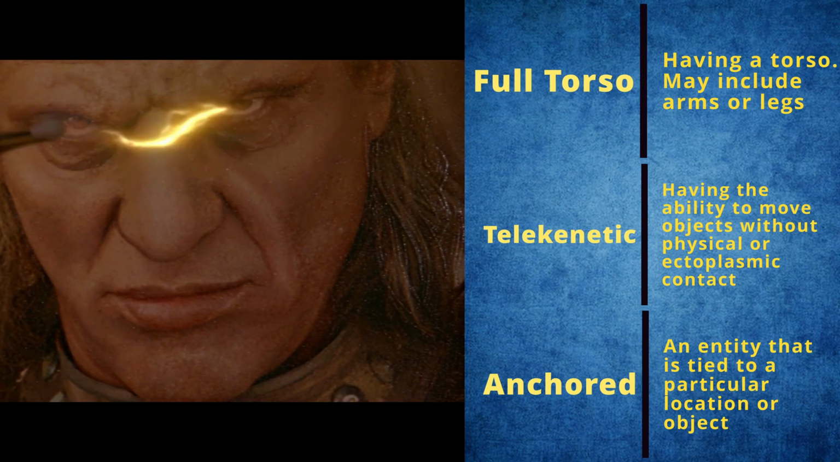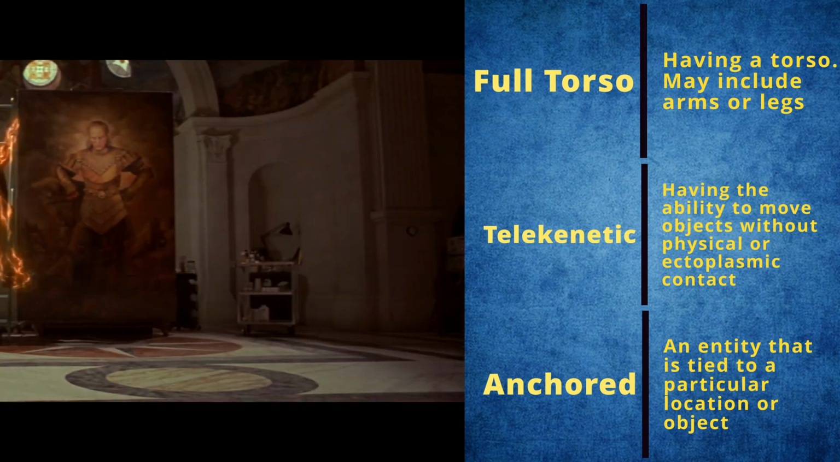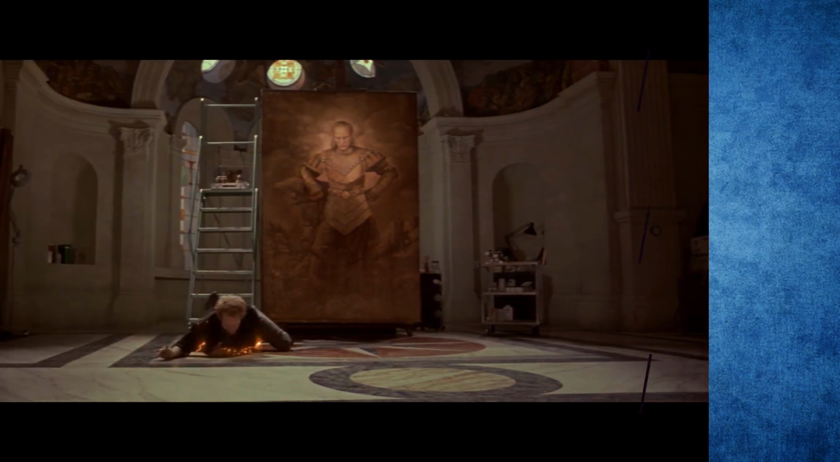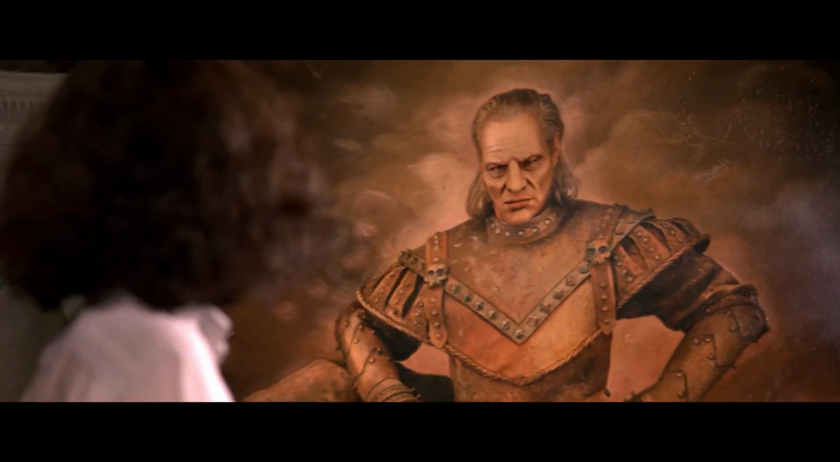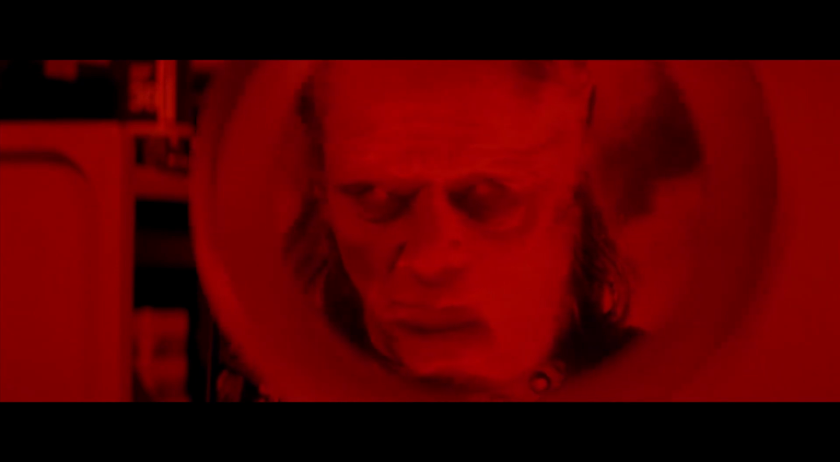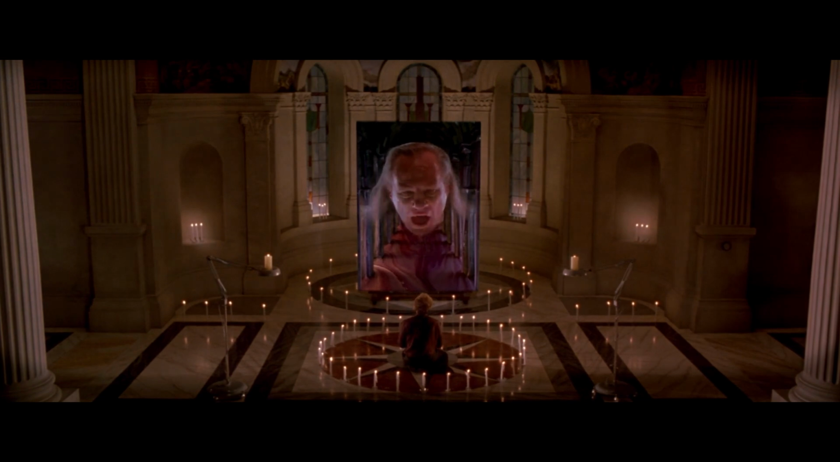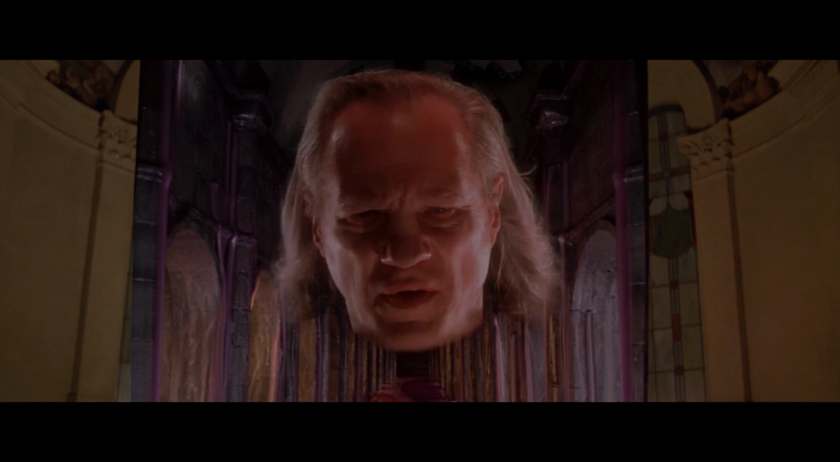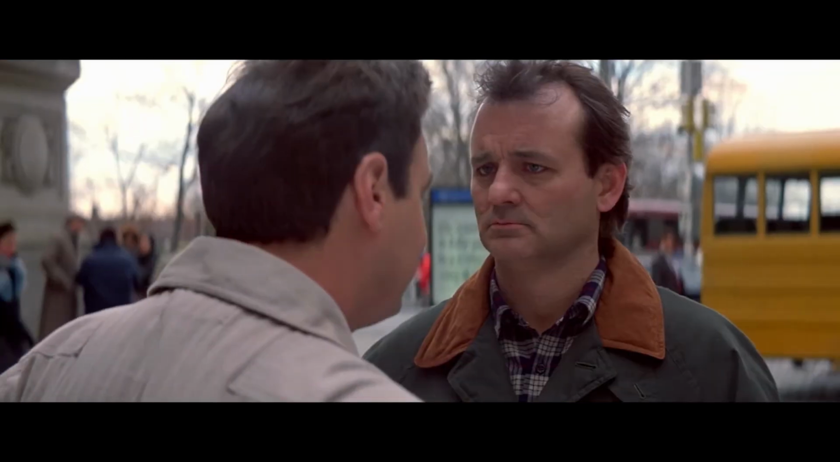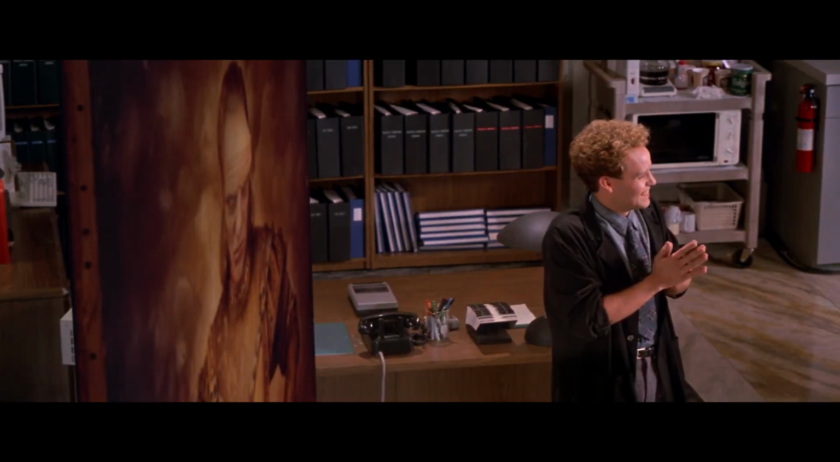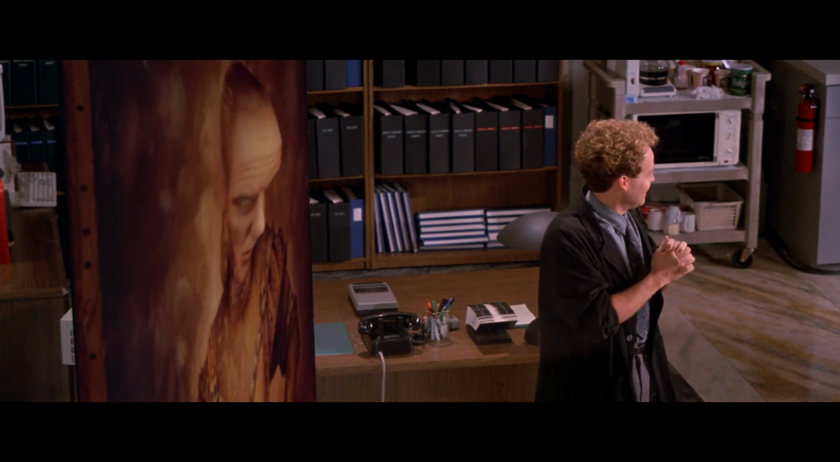Vigo is a powerful Class 7 full-torsoed telekinetic anchored entity. Vigo was born in 1505 and was the Prince of Carpathia. It was said that he possessed magical abilities and was a brutal and unforgiving ruler. He was eventually killed at the age of 105 after being poisoned, shot, stabbed, hung, stretched, disemboweled, and drawn and quartered. Ouch.